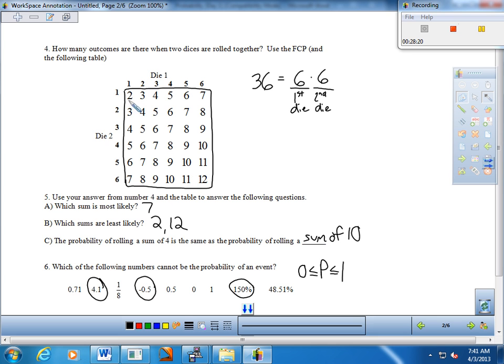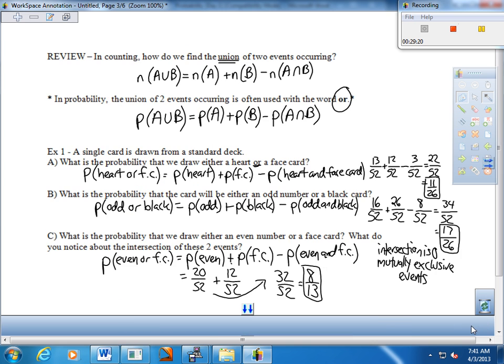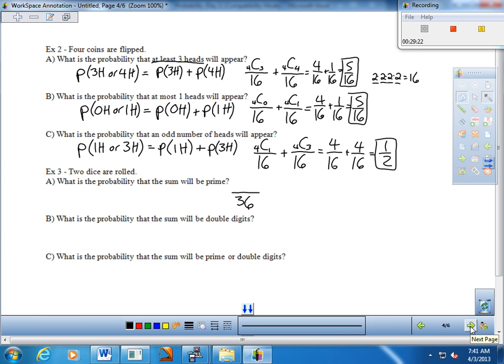Okay, again, I don't want to highlight too many of these, but let's see. All of these, I guess I'll do it. All of these are prime sums. Here we go, just in case you didn't catch that. Those are all the prime sums right there. Different ways to get them. And so out of the 36 different possibilities, there are 15 ways to get a prime sum. All right, so everyone, if you would, letter A, 15 out of 36. Beautiful. Letter B, what is the probability that the sum will be double digits?